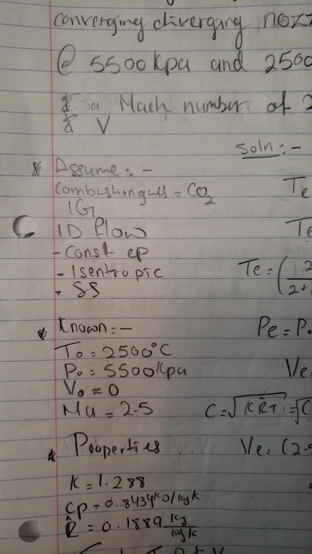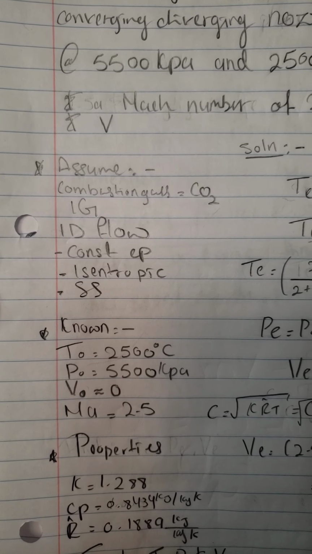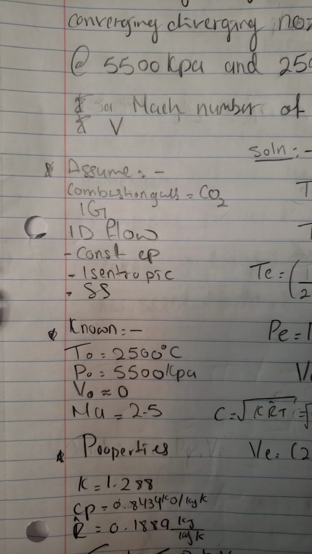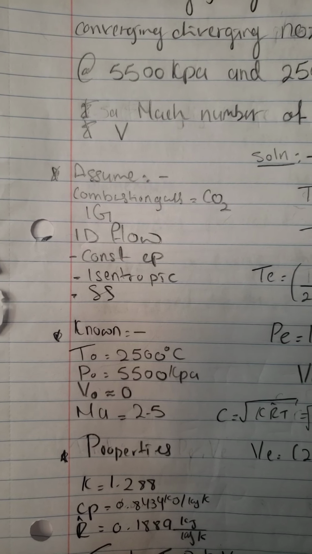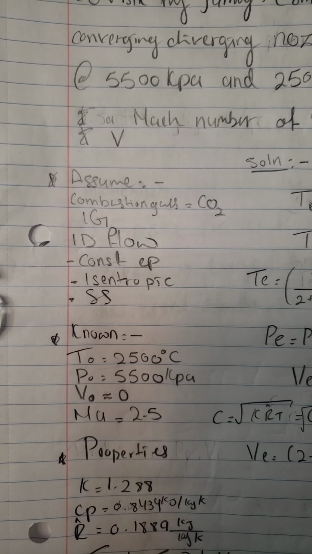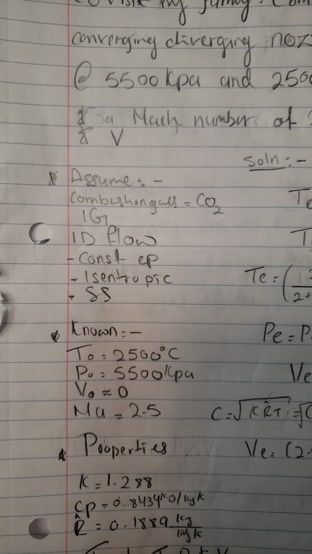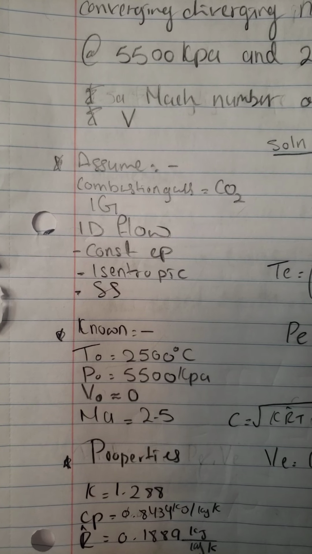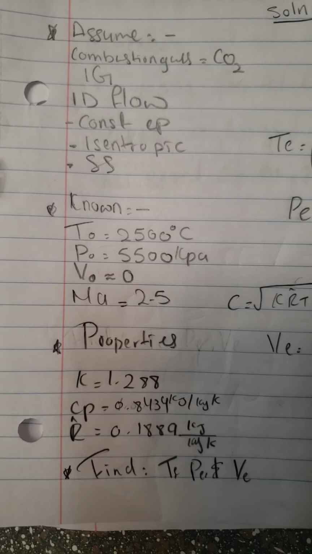So, we assume that combustion gases are CO2 because we do not have the properties of combustion gases in handout 8A. And we know that combustion gases are mostly CO2, so we'll assume combustion gases are CO2. And we assume ideal gas, one directional flow, constant Cp, isentropic, and steady state.